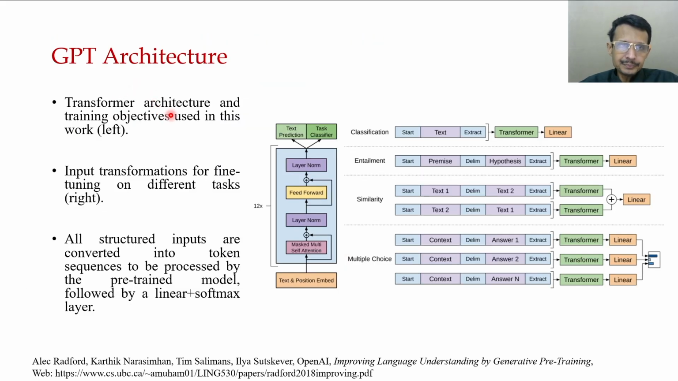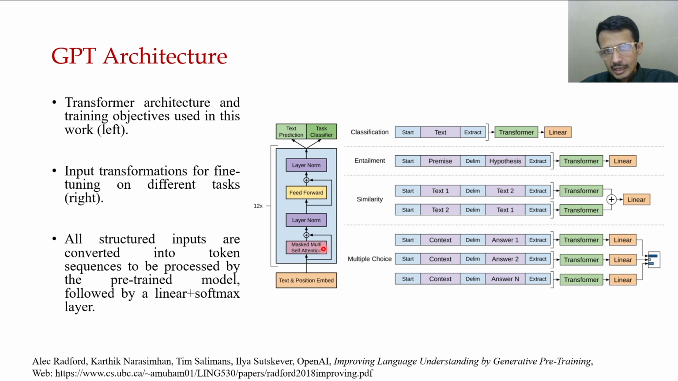Now in this architecture, the transformer architecture and transformer objective are used in this part on the left. This is the basic transformer, repeated 12 times. It has masked multi-head self-attention and layer normalization, feed forward, a residual connection also, again layer normalization, and text prediction or classification. Then there is input transformation for fine-tuning on different tasks.